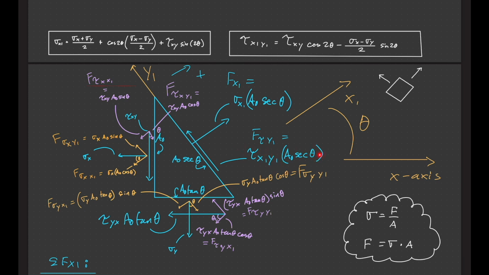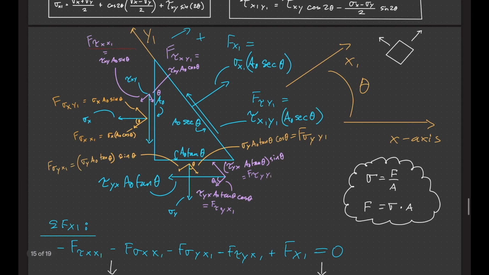Next, we have the shear on the x1 plane in the y1 direction times A naught secant theta. Okay, so this is going to be the shear in the y1 direction, right? Not too bad. Where it gets a little bit more complicated is that these two stresses were already in the x1 and y1 directions. However, these ones down here are not. So we're going to have to split them into the x1 and y1 components.